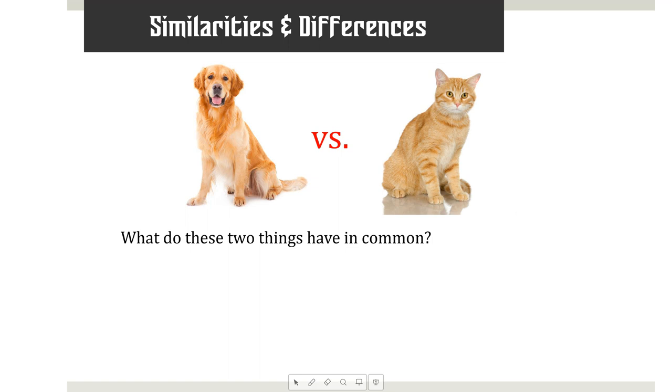I mean, you could go through and list all the body parts. Four legs, a tail, two eyes, a tongue. Those two, in fact, do have orange fur. Very good. Anything else? No, that's it. Anything else they have in common? They're both mammals. They both have long hair. Very good. Anything else? They're both mammals. Very good.